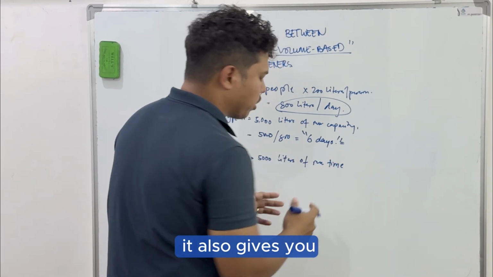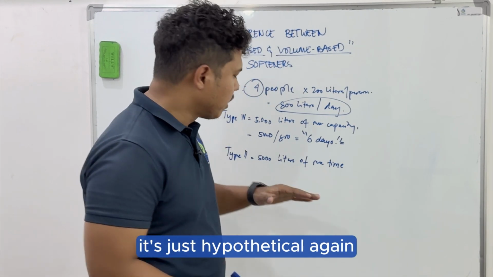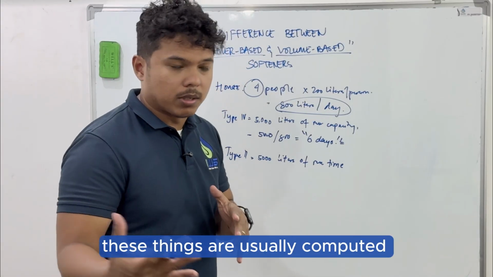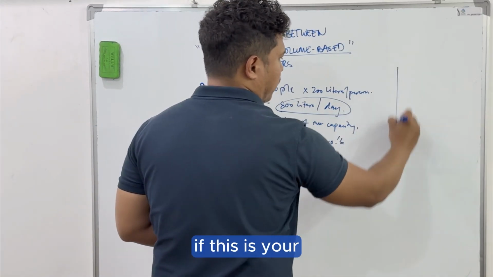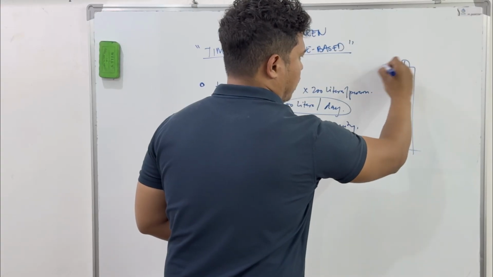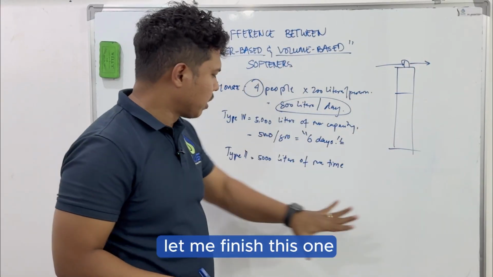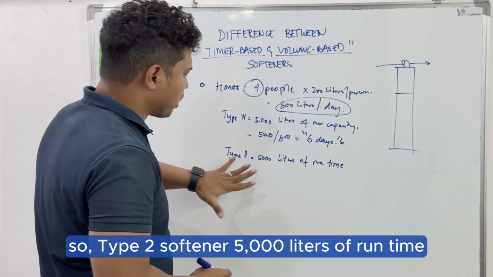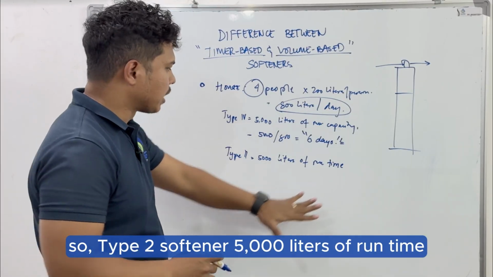Okay, it's just hypothetical. Again, these things are usually computed based on, say, if this is your... Okay, let's just circle back to this one. Let me finish this one. Okay, so type 2 softener, 5,000 liters of runtime.